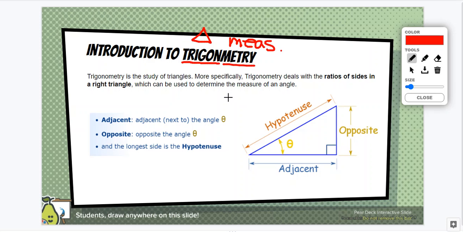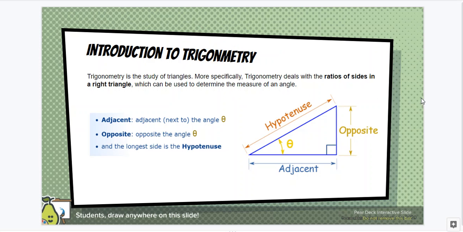Okay? It's the study of triangles and specifically the way that the ratio of the sides of triangles can be used to determine the measure of an angle. Okay, so the relationship between sides, the ratio or proportion of sides, and angles.